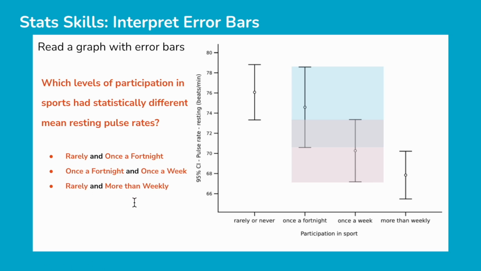So they did not have statistically different mean resting pulse rates either. Now let's compare rarely and more than weekly. So in the rarely group, we can see that the error bars span a pretty good amount, but there is no overlap between the error bars of this category and the error bar of this category. So because there is no overlap, this means that the sample means are statistically different in this particular experiment. So that would be the answer we choose for this question.